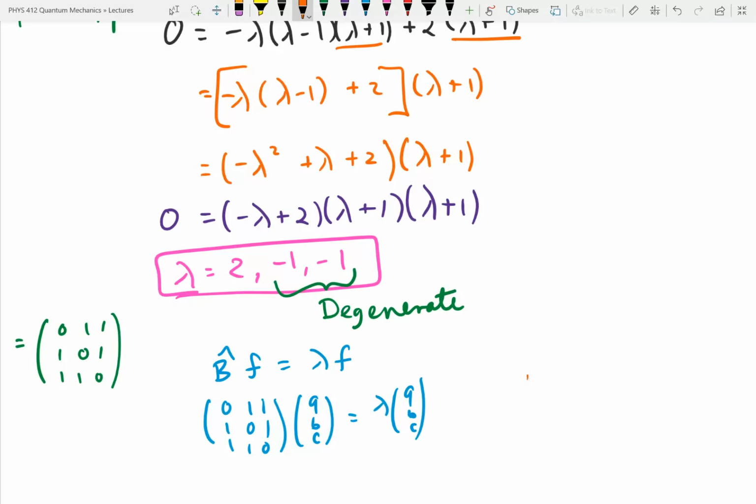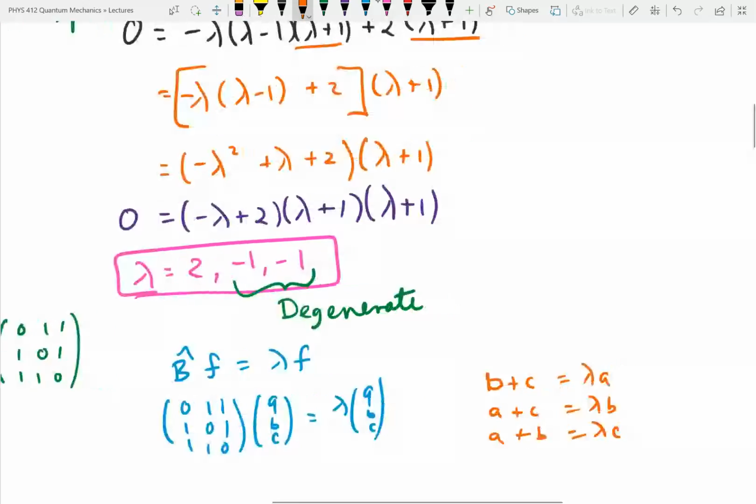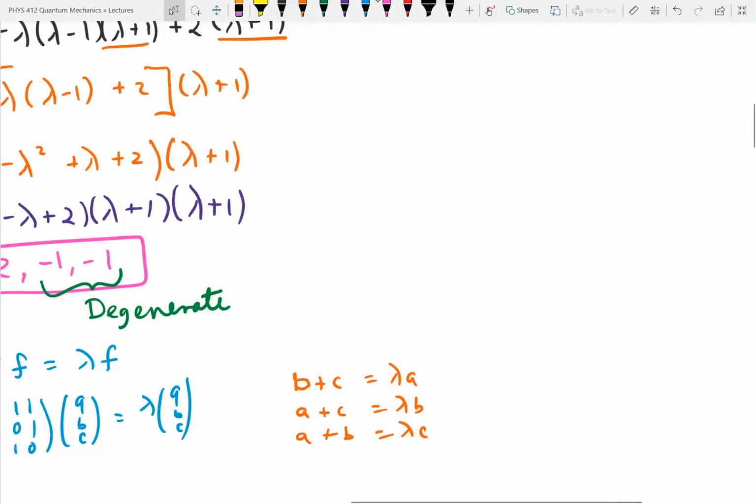So you get B plus C is equal to lambda A. And A plus C is equal to lambda B. A plus B is equal to lambda C. So I have those 3 equations. And then I have to put in my different lambdas to check them.